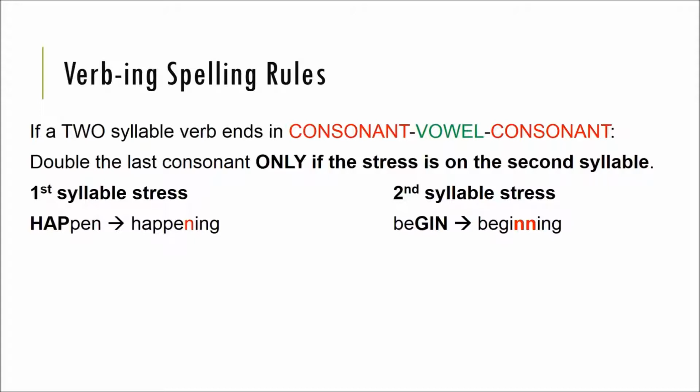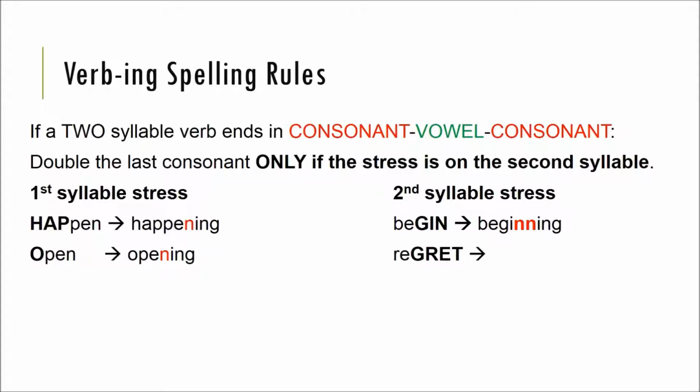So if the stress is on the first syllable, you do nothing. All you do is add ing. So happen becomes happening. But if the stress is on the second syllable, begin, then you must double the last letter. So begin becomes beginning, double N. Just think, if it's on the second syllable, it needs two consonants.